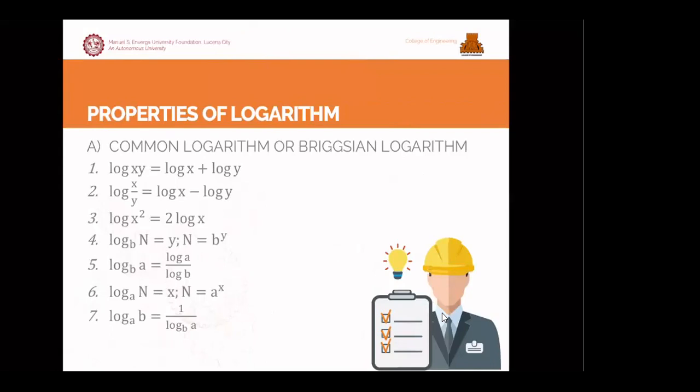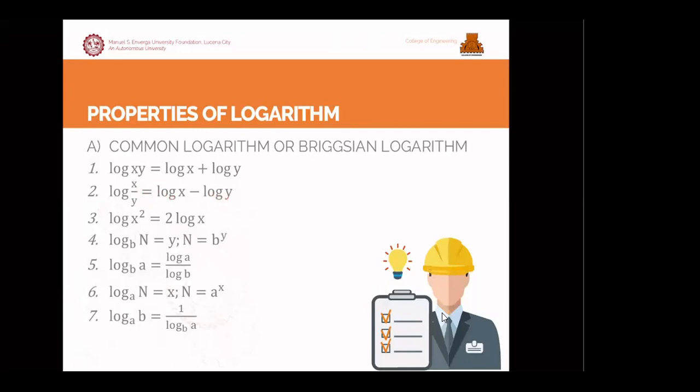So same din, kapag nakakita kayo ng addition ng 2 logarithm, you can change it back to logarithm of x and y. Same sa division, yung number 2. Sa number 2 natin, logarithm of x over y. So since fraction yung nasa loob ng logarithm, it means na minus naman siya.